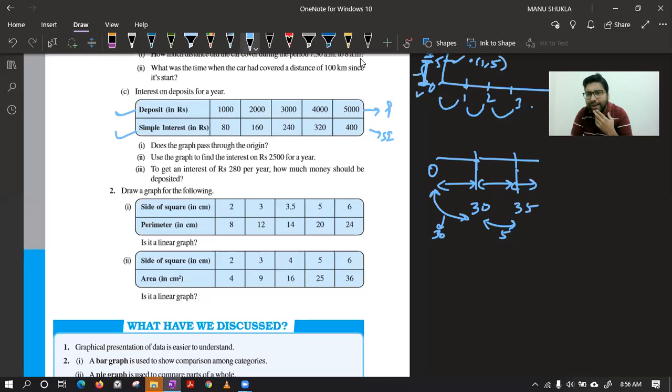Ananya is saying SI is lesser than CI. Very good, Ananya. We have done this thing. We all know that for the first year they are same, and for the next year onwards, CI is always more than SI. That is why we prefer CI.